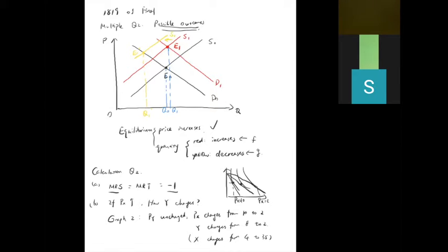So that means if Px, holding income constant, increases, the consumption of X will increase, but the consumption of Y will decrease. So that means X and Y are substitutes to each other.